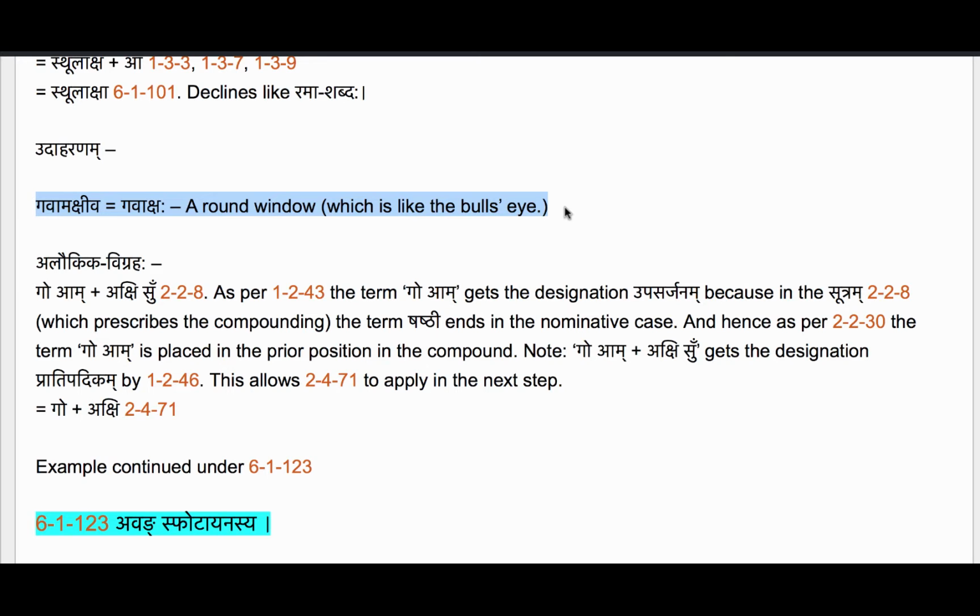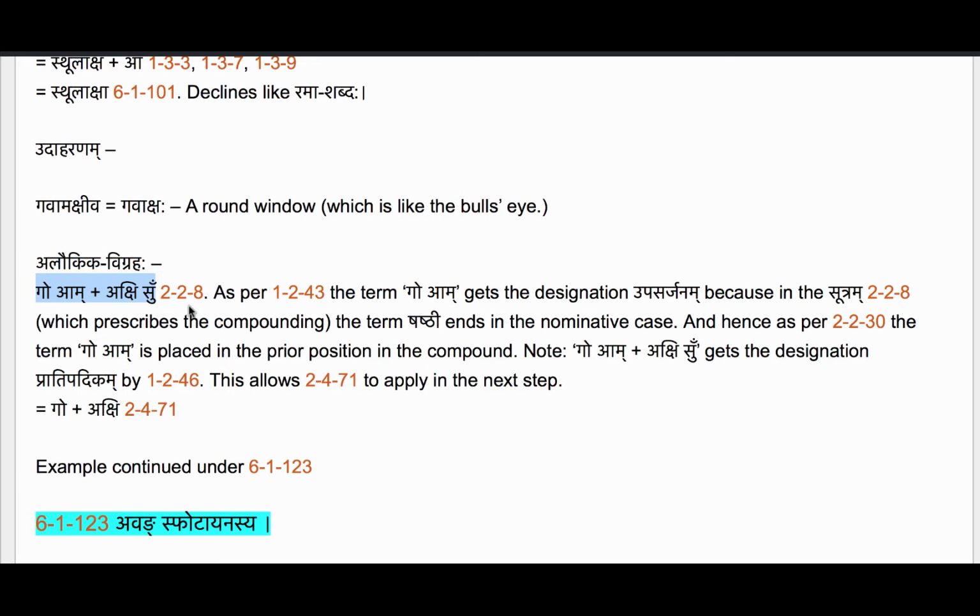So the vigraha vakyam is really only gavamakshi. The word iva is added there in the laukika vigraha just to make it clear that this is not actually a bull's eye, but this is like a bull's eye. But the iva is not really part of the compound. Just to clarify that akshi shabdotra tasadrishe lakshanikaha. So it is not really an eye, it is something which is like an eye. Okay, the alaukika vigraha, the technical breakdown is gav am plus akshi su. As already mentioned, iva is not really a part of the compound.